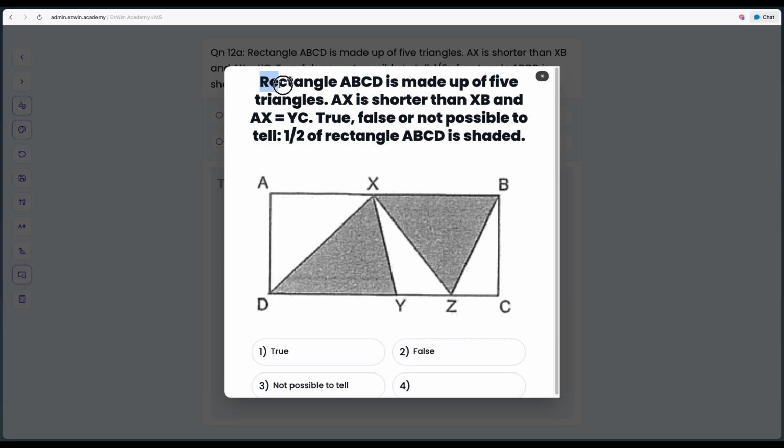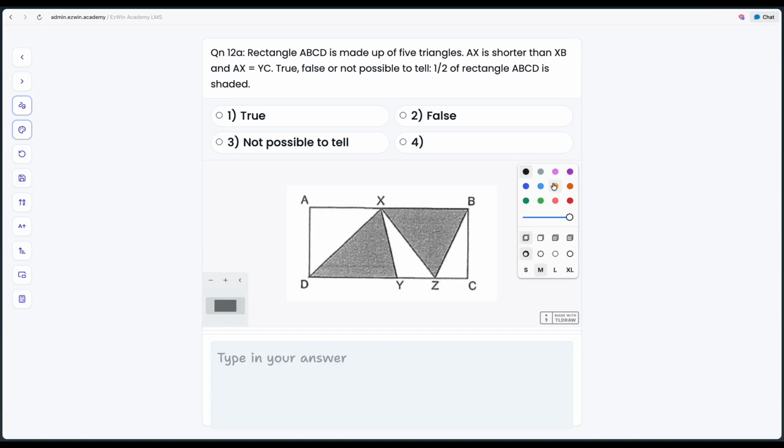Question 12a, rectangle ABCD is made up of 5 triangles. AX is shorter than XB, and AX is equal to YC. So true or false or not possible to tell. Half of the rectangle ABCD is shaded. Okay, so we know that AX is shorter than XB and AX equal to YC.